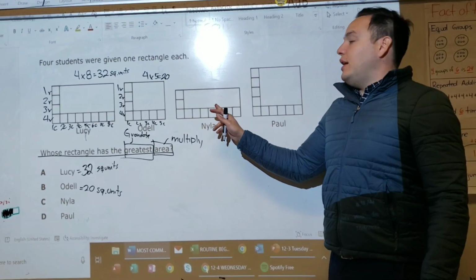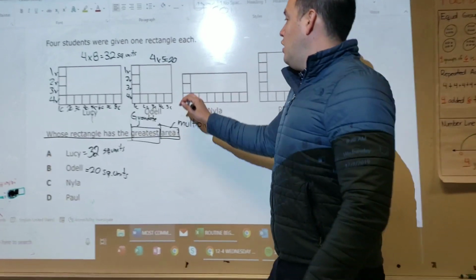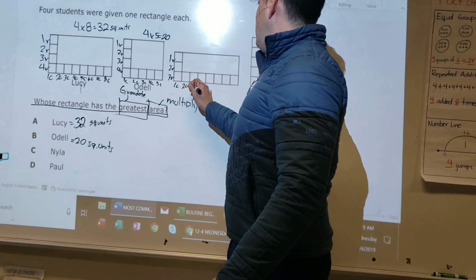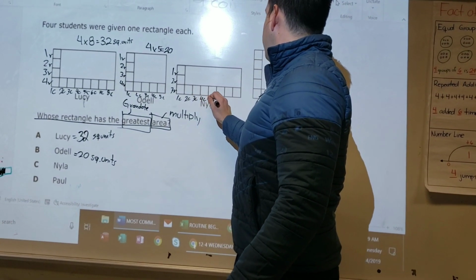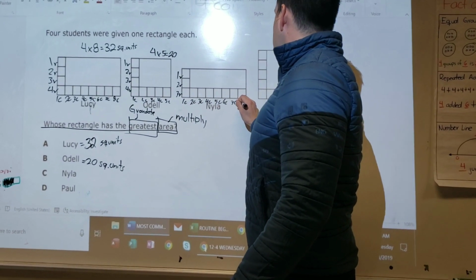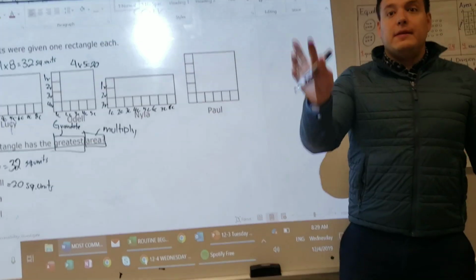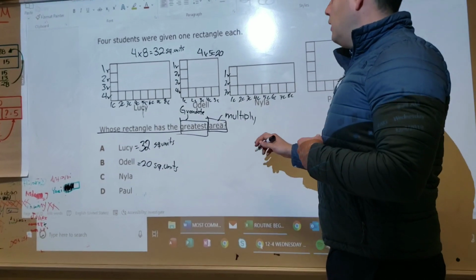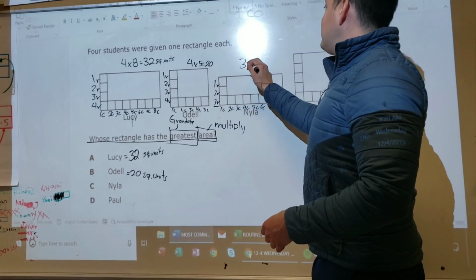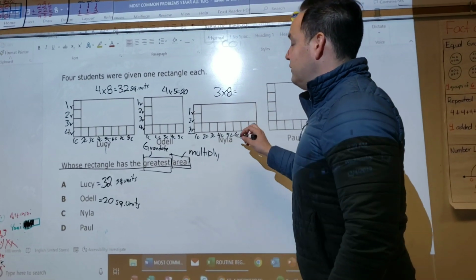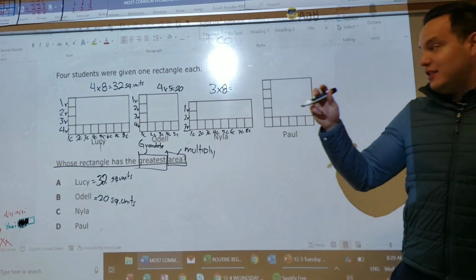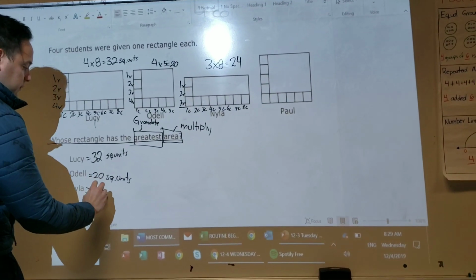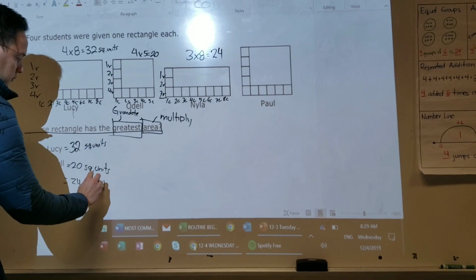Nila, do I start with rows or columns? Rows. 1 row, 2 rows, 3 rows. Después las columns, 3 columns, 4 columns, 5 columns, 6 columns, 7 columns, 8 columns. What is that multiplication? 3 rows, 3 times 8. 3 times 8 is equal to? 3 times 8, 24. Muy bien. 24 square units. Power.